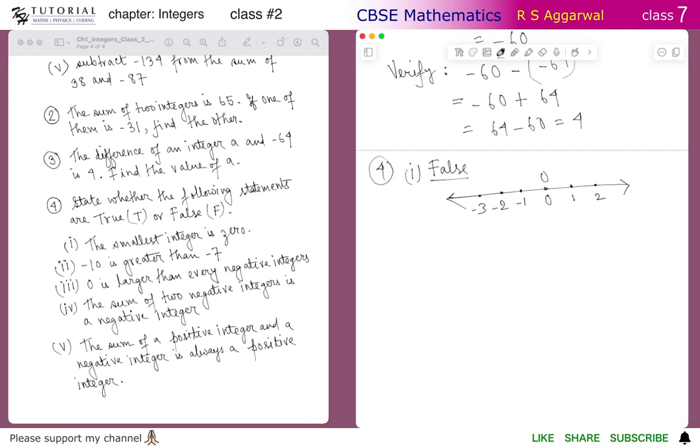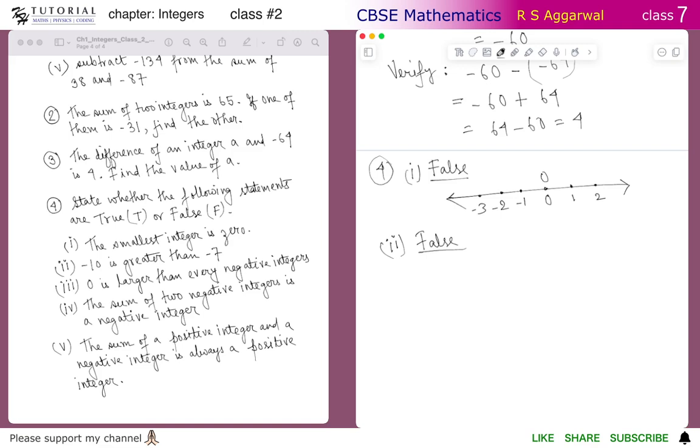So this is false. Okay, so what about 2? Minus 10 is greater than minus 7. Now obviously, this is false. Why? Because the point minus 10 on the number line is to the left of minus 7.